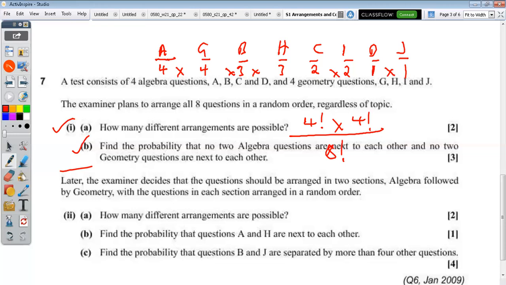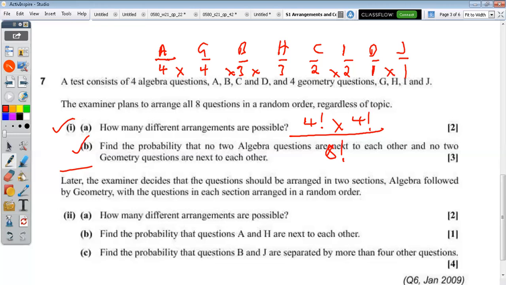Yeah, section A has got 4 questions, and section B has 4 questions. So it's 4 factorial in section A, multiplied by the 4 factorial in section B. This thing gives you 576. How would you get that then? Yes, sir. That's what it means. Because if you say 8 factorial, then there's no separation. They're just 8 questions in random order.